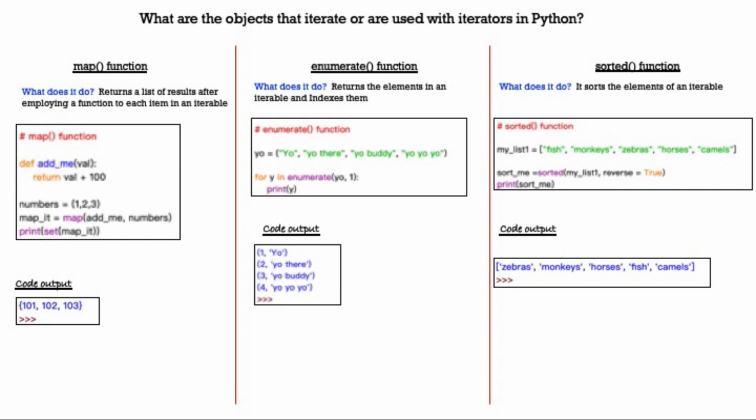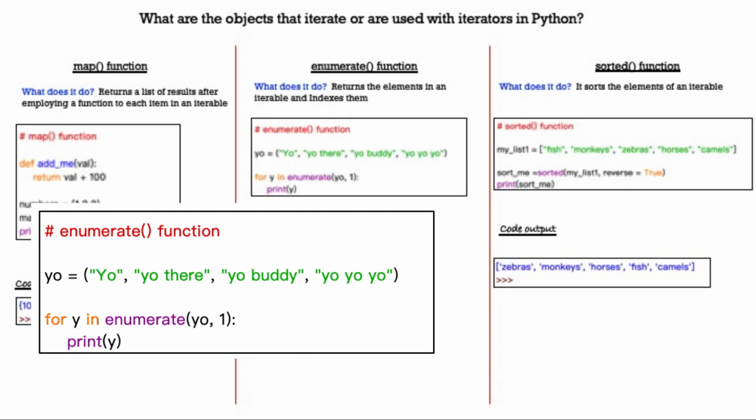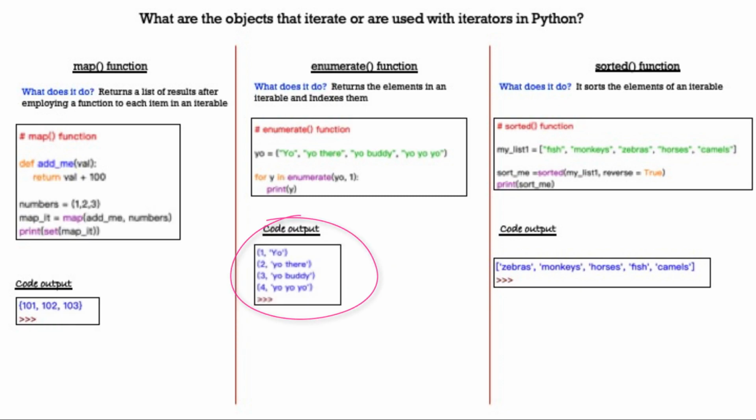Next, we have our enumerate function, and we've used this throughout the course before. So what does this do? This returns the element in an iterable and also indexes each of the elements. So here we have a tuple: yo, yo there, yo buddy, yo yo yo, all strings, 4 strings. So now we have for y in enumerate, yo, and 1. That 1 tells us to start at number 1 with our indexing, and it outputs just as we expect, the 4 values with 1, 2, 3, and 4.